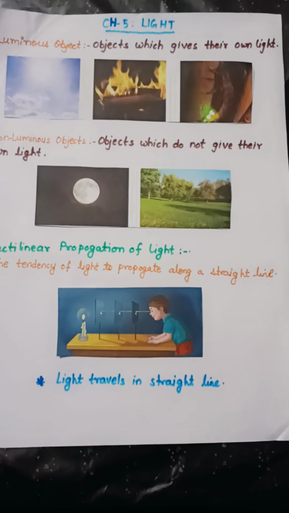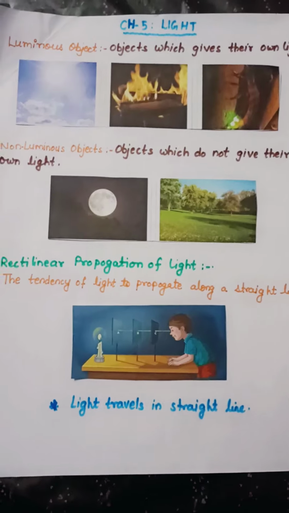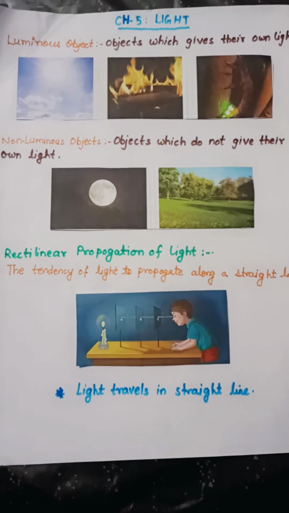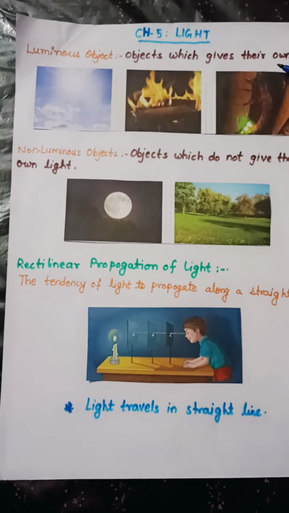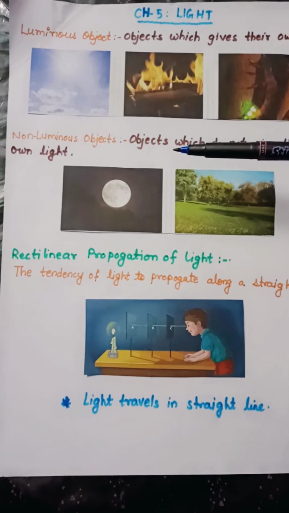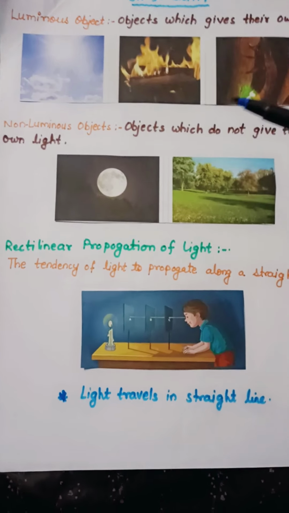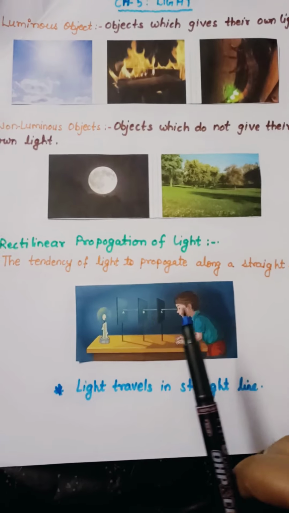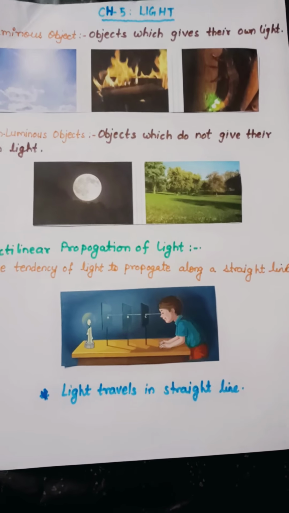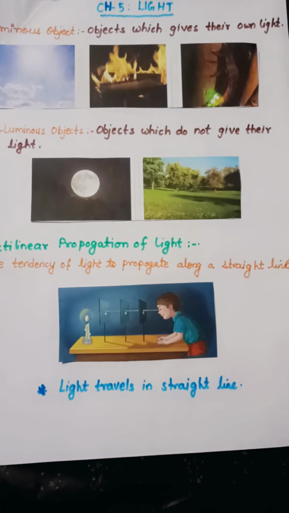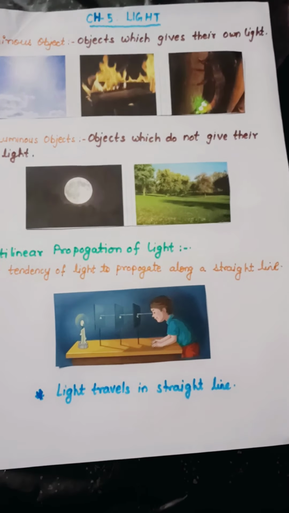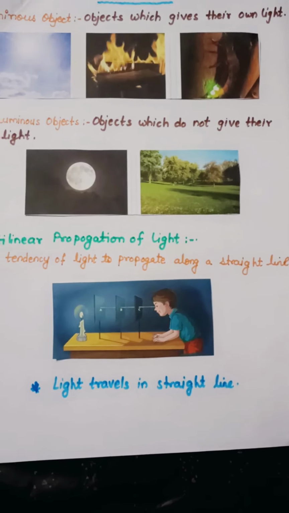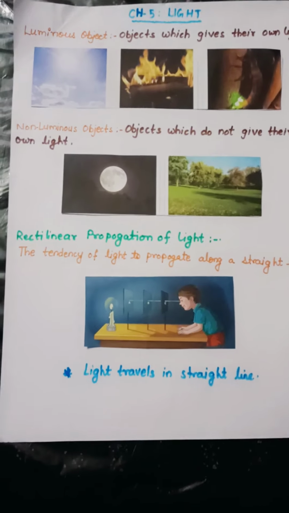Now continuing with our chapter number 5, let us first of all recall what we did in our last class. In our last class we learned and studied about luminous and non-luminous objects and then rectilinear propagation of light. It means how light travels in a straight line, right? And we also saw examples and applications of rectilinear propagation of light.